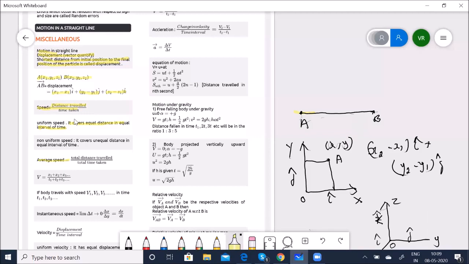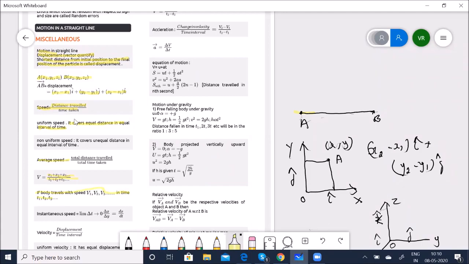Then in that case, v will be equal to the algebraic sum of everything, that is x1 plus x2 plus x3 divided by t1 plus t2 plus t3. So the body now travels with the speeds v1, v2, v3. You can algebraically add everything and say x1 plus x2 plus x3 and so on divided by t1 plus t2 plus t3 and so on.